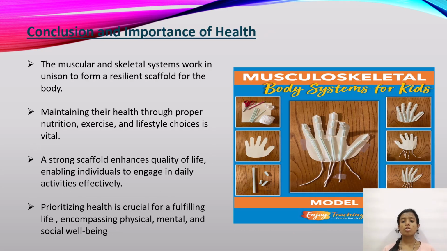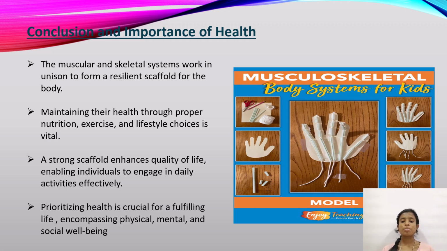Conclusion and importance of health. The muscular and skeletal systems work in unison to form a resilient scaffold for the body. Maintaining their health through proper nutrition, exercise, and lifestyle choices is vital for their role.